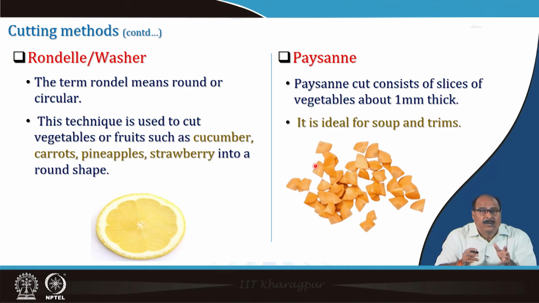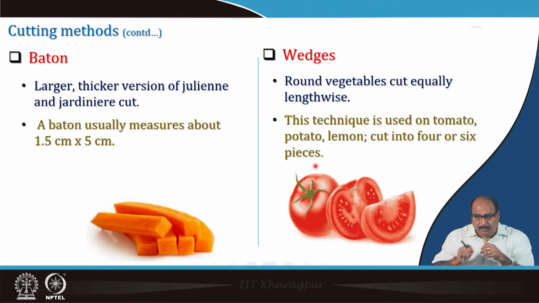Then rondel or washer, the term rondel means round or circular. This technique is used to cut vegetables or fruits such as cucumber, carrots, pineapple, strawberry into a round shape. Paysanne, this cut consists of slices of vegetables about 1 millimeter thick. It is ideal for soup and trims.